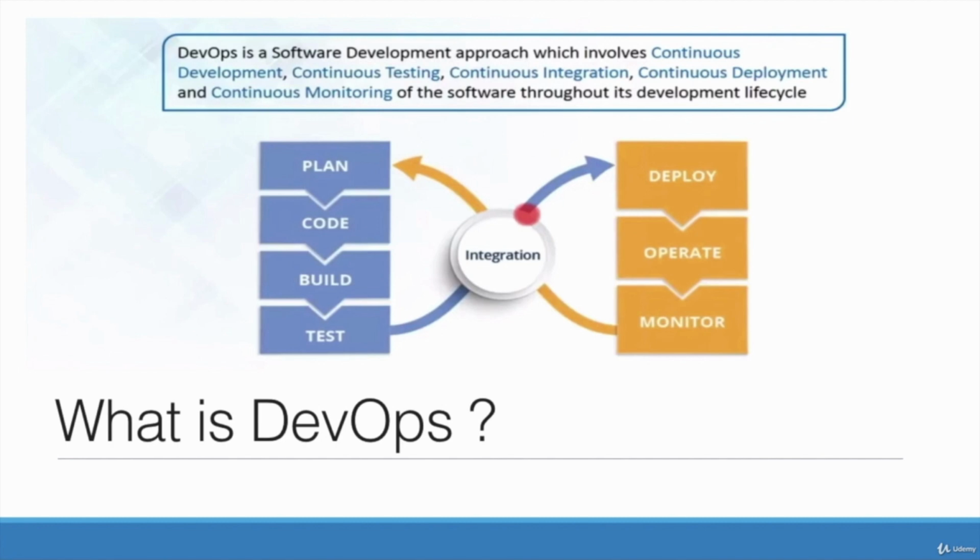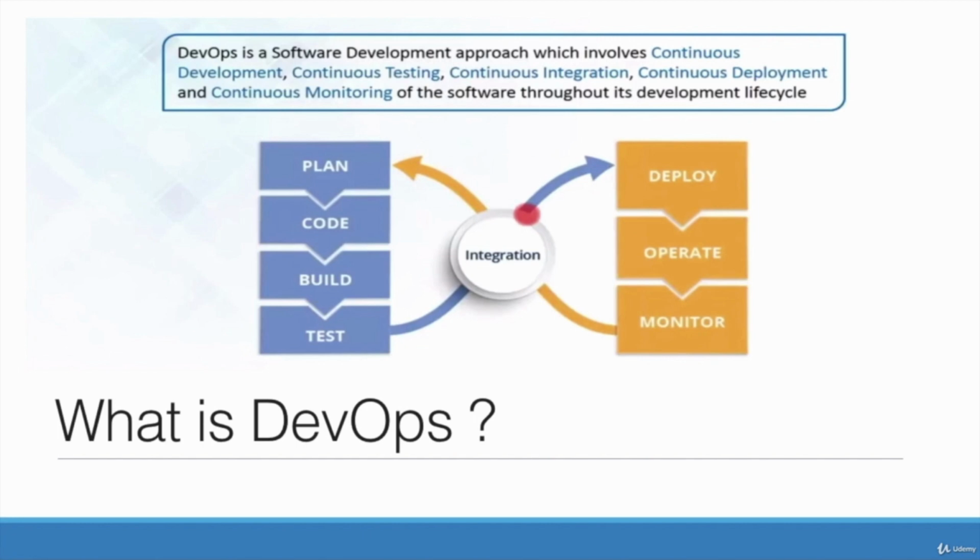So it includes plan, code, build, test, and after the test, deploy it, operate it, and monitor it. If we are facing an issue, then again go to plan, code, build, test, and again deploy it, operate it, and monitor it. This is a complete never-ending cycle, so we have a sign like this, which is the infinity sign of the DevOps.